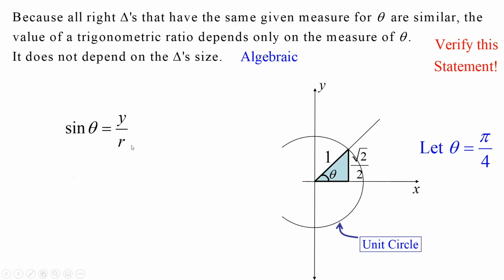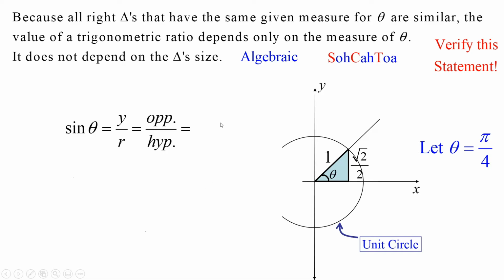Algebraic, y over r. Or you SOHCAHTOA people, it can also equal SOHCAHTOA. Sine is opposite over hypotenuse. So let's go the opposite over hypotenuse right there. These are the same thing right here because the y-coordinate of that point right there is the leg opposite my acute angle theta. And the hypotenuse is my radius of my circle right there. All right, so what does that equal?